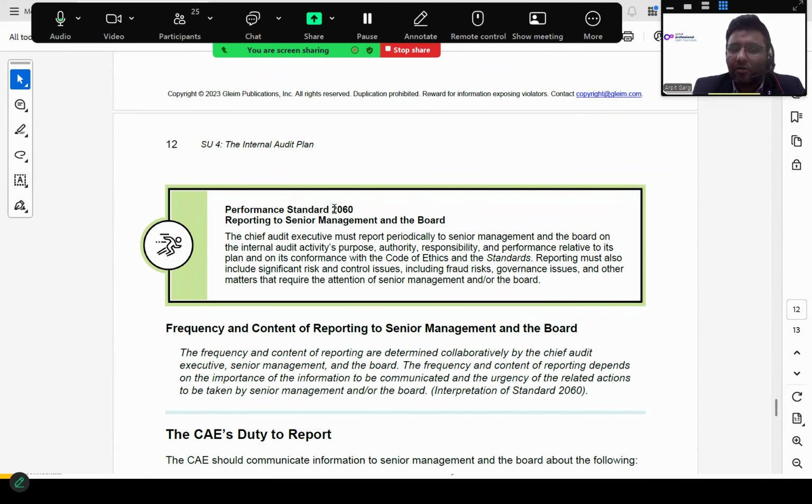Performance management: Standard 2060 talks about reporting to senior management and the board. It says the CAE must report periodically to senior management and the board on the engagement activity's purpose, authority, responsibility and performance related to its plan, and its conformance with the Code of Ethics and the Standards. Reporting must also include significant risk and control issues, including fraud risk, governance issues, and other matters that require attention of senior management and the board.